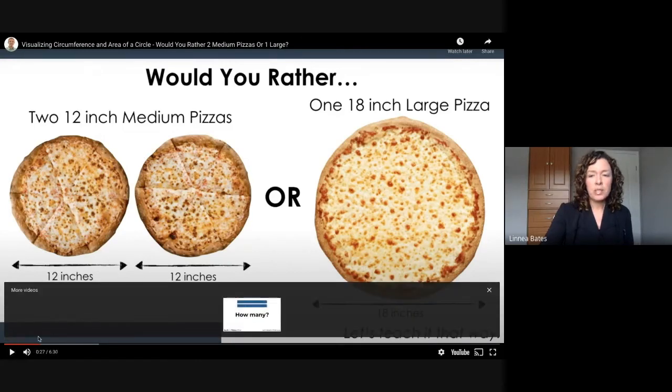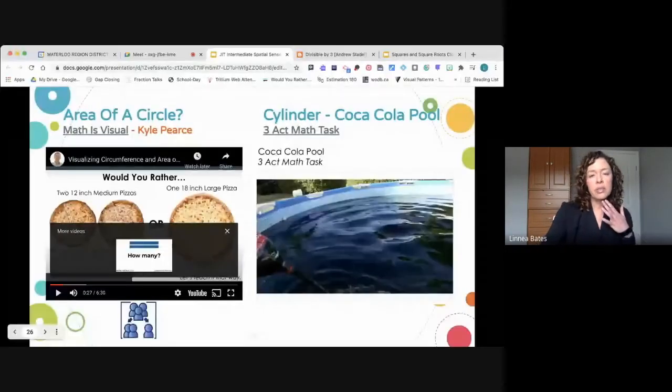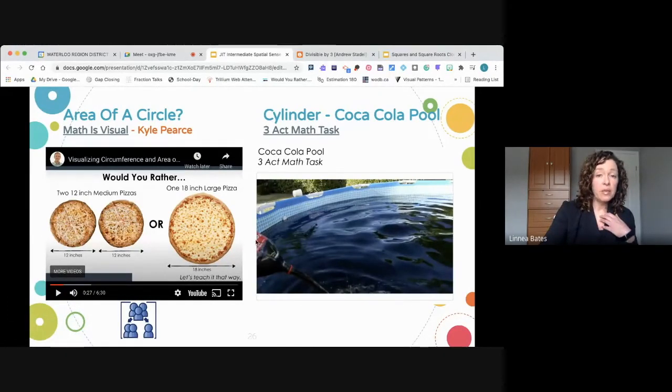Okay, so we've had the introduction of this particular problem. It is a would you rather question as well: would you rather have 2 12-inch medium pizzas or 1 18-inch large pizza? Now, when you go into your breakout groups in a moment to discuss this, you will want to talk about first, obviously, what you notice about the problem so far, what you wonder, and what information you think you still need in order to make this determination.